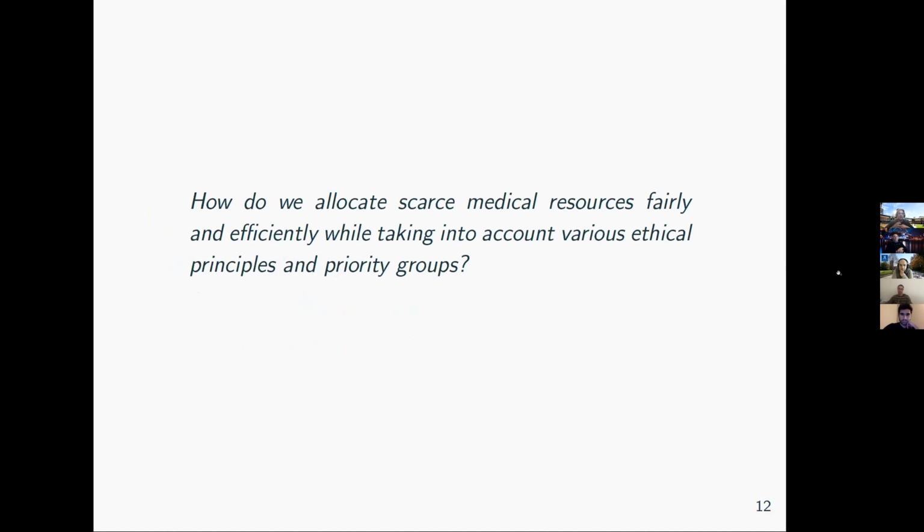So the general question that we're looking at here is, how do we allocate scarce medical resources fairly and efficiently while taking into account various ethical principles and priority groups?